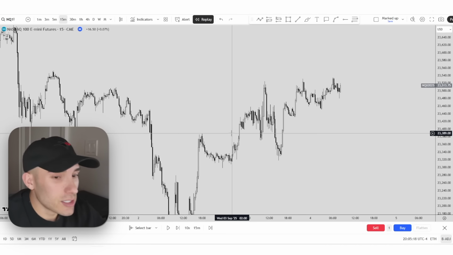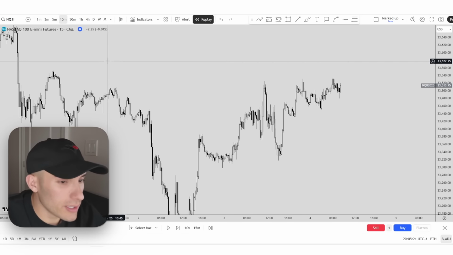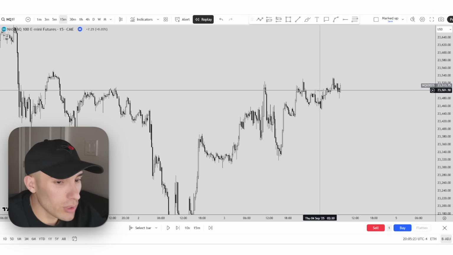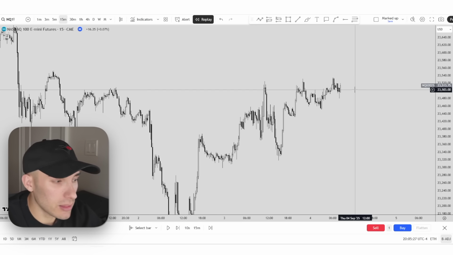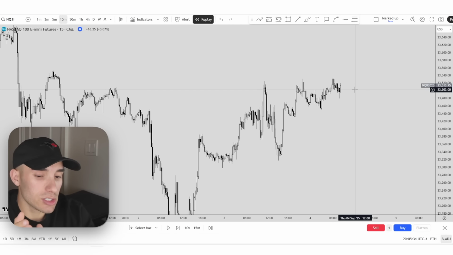All right, guys, so we are on NQ on the 15-minute chart. I'm on the replay tool right now. The reason being is I want to emulate live time as much as possible. So I'm showing you guys what I see in this current moment and then playing out price slowly, and then we'll continue marking the chart up as price unfolds in front of us.